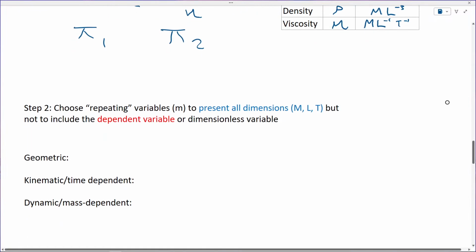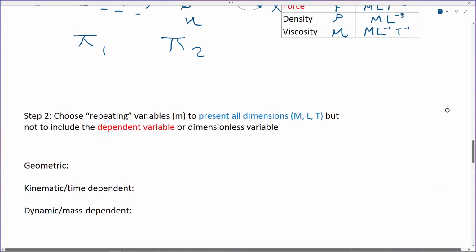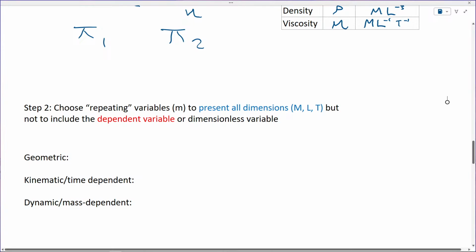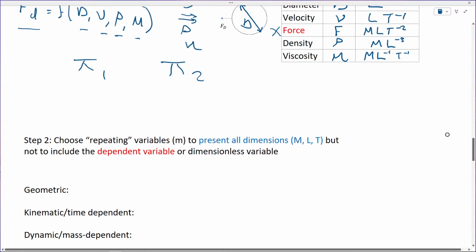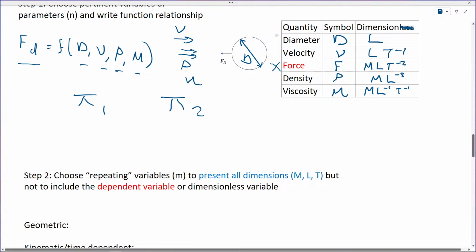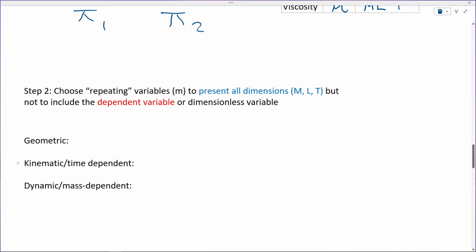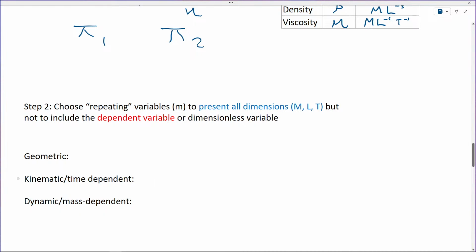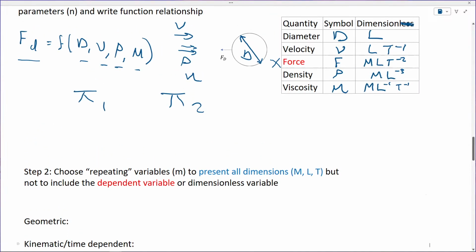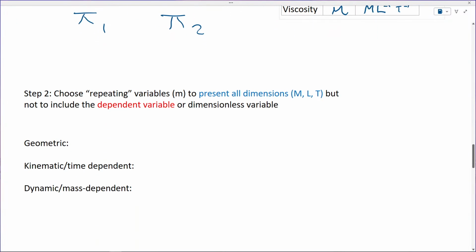Well, your repeating variables should represent all the dimensions. So I should select one variable that represents mass, one variable that represents length, and one variable that represents time, in order to achieve geometric, kinematic, and dynamic similarity. With respect to geometric, I can choose this one, the diameter. That will ensure geometric similarity. So my first variable that I will choose here would be D.